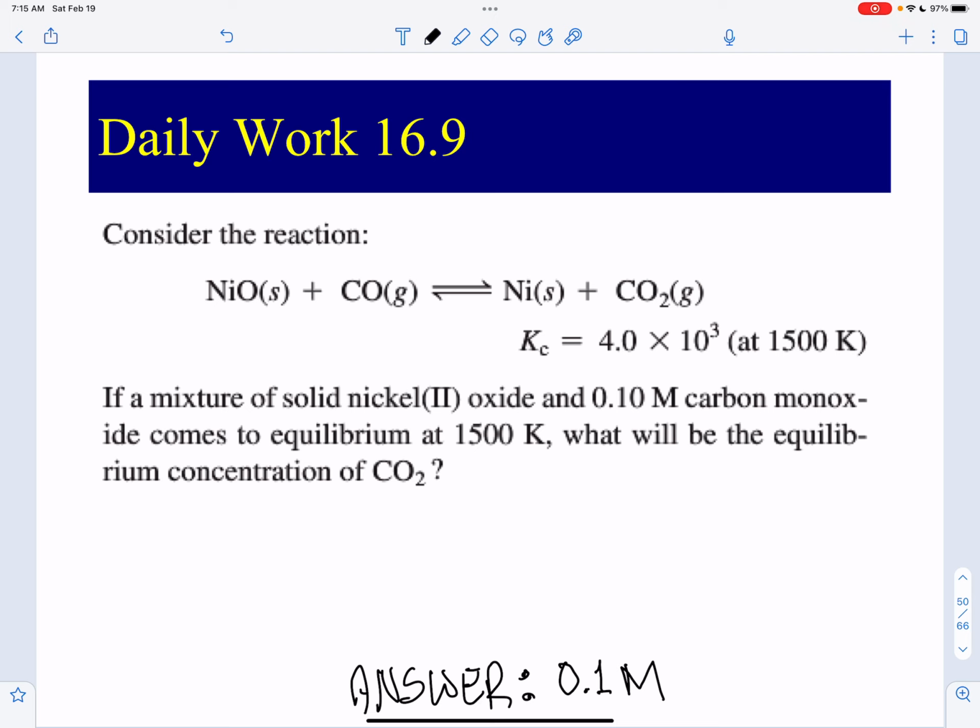So here's your daily work. The answer that you should get is this one. So when you work on it, if you did all your math the right way, that should be your answer.